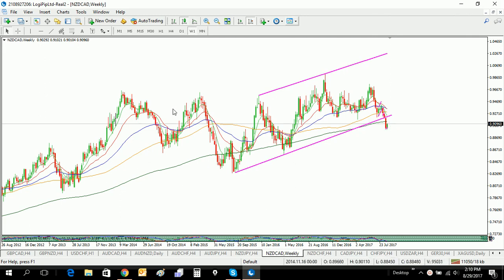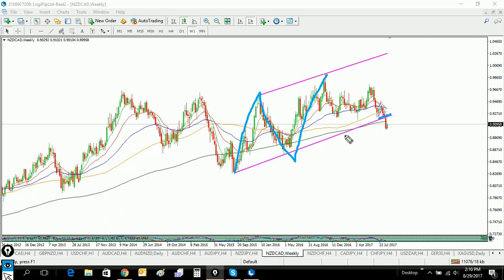So here on the weekly time frame, we can see the wave formations that have taken place, 1, 2, 3 waves, and then we've seen a break of this trend line to the downside. Let me just draw this in for you quickly. 1, 2, 3, and then we've seen this break over here. And then we've also seen the break of the 200 end of week moving average.